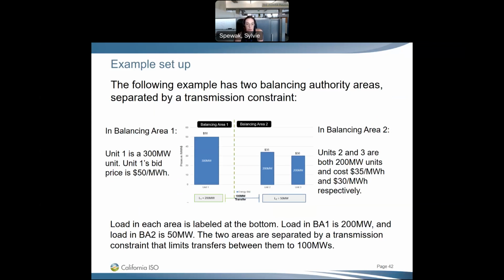And the transmission constraint here is a 100 megawatt transfer constraint. So that means this transmission line can only hold net 100 megawatts. And I'll show you what that means in a moment.